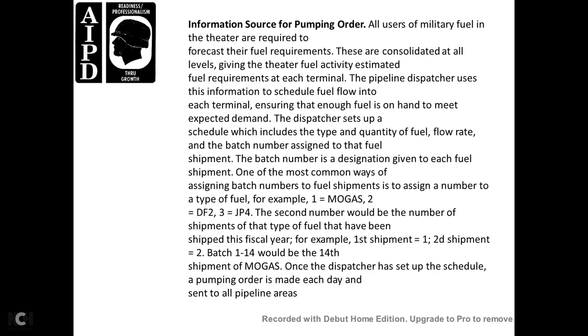A batch number is given to each fuel shipment. The most common way of assigning the batch number is to use a number for the type of fuel. For example, 1 is MoGas, 2 is diesel fuel, 3 is JP4. The second number is the number of the shipment of that type of fuel shipped in the year. For example, batch 1-14 would be the 14th shipment of MoGas. Once the dispatcher has set up the schedule, the pumping order is made each day and sent to all pipeline areas.